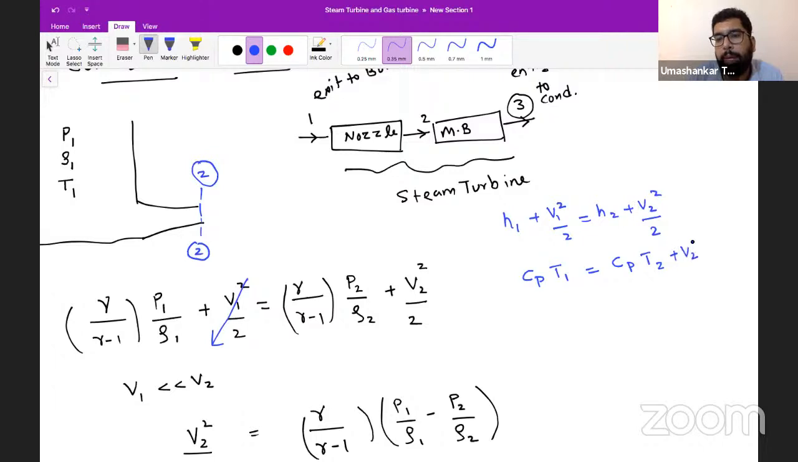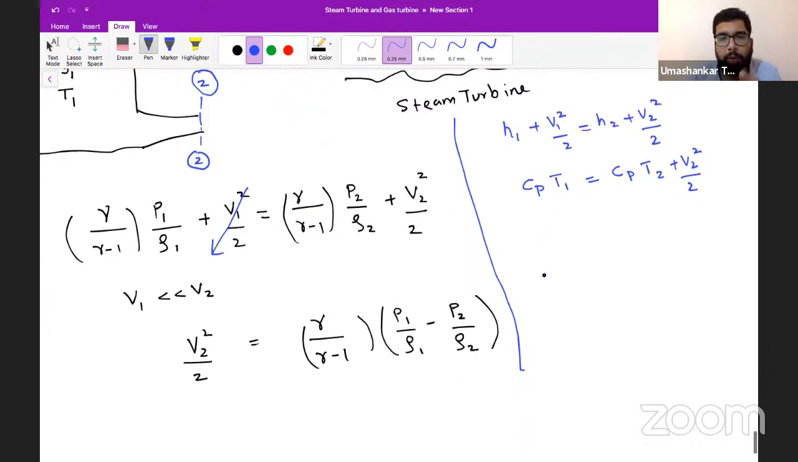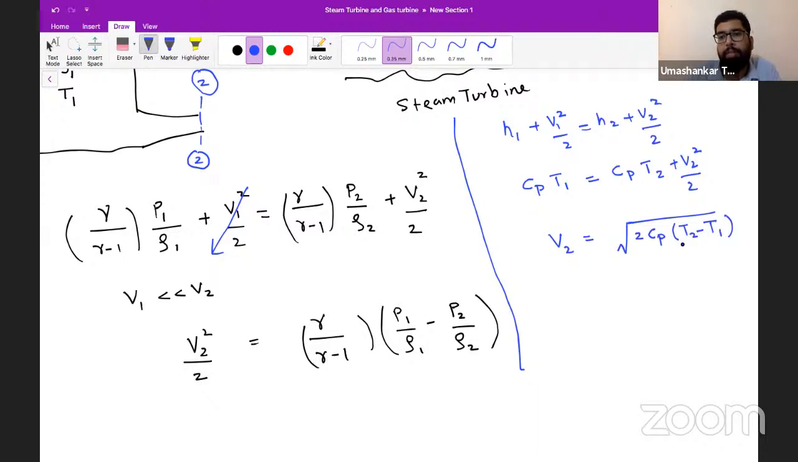Plus V2 square by 2 from the steady flow energy equation. Also, we can derive it either from the Bernoulli equation for isentropic flow, or from the steady flow energy equation. So from here, we can certainly write V2 is equal to under root 2 times Cp (T1 minus T2), yes or no?